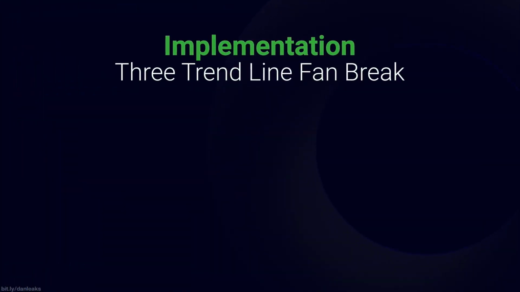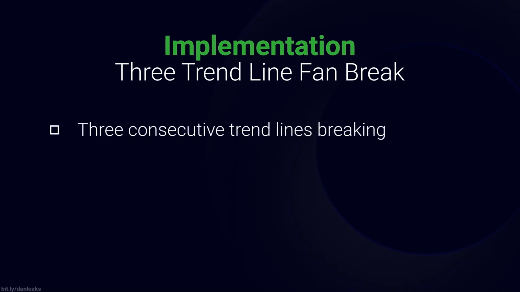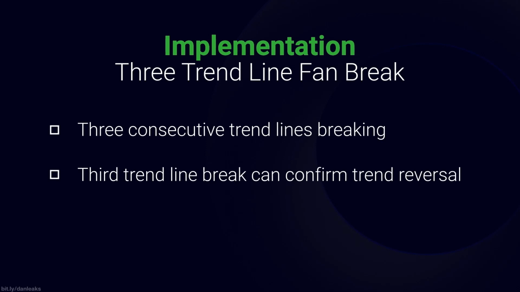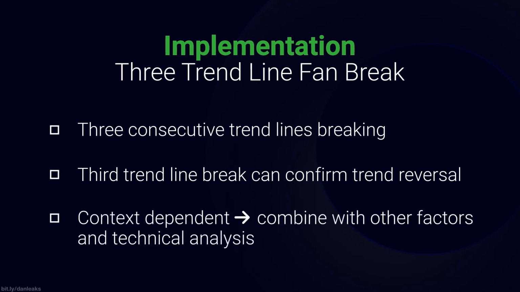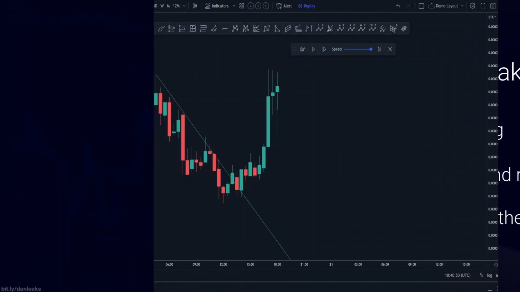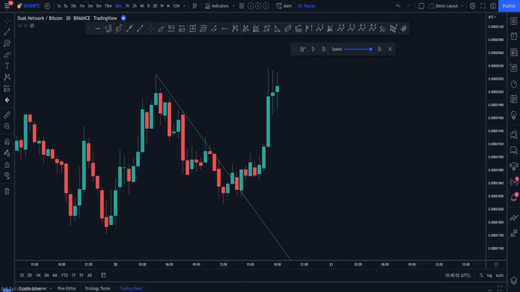The 3 trendline fan break is characterized by 3 consecutive trend lines breaking with a change in market structure. The 3rd trendline break can confirm a trend reversal. This is context dependent, and you should combine the 3 trendline fan break with other factors and technical analysis. Now let's have a look at a practical example of the 3 trendline fan break.